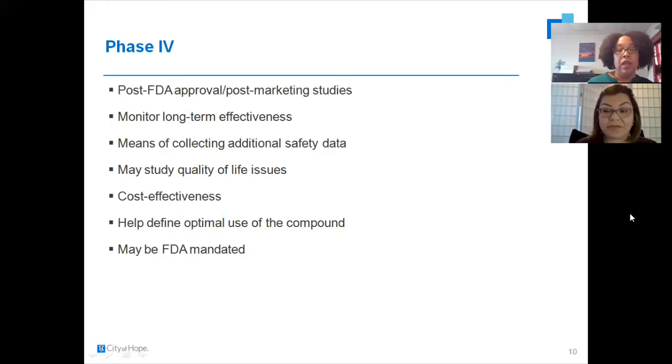So sometimes the side effects of a drug may not become clear until more people have taken it over a longer period of time. And some drugs have actually been pulled from the market after phase 4 studies. For example, Vioxx, which was a drug to reduce inflammation and pain relief, was found to increase the risk of stroke and heart attack. And it was pulled from the market. It was on the market from 1999 to 2004, and the FDA determined the risks outweighed the benefit, so the drug was pulled.